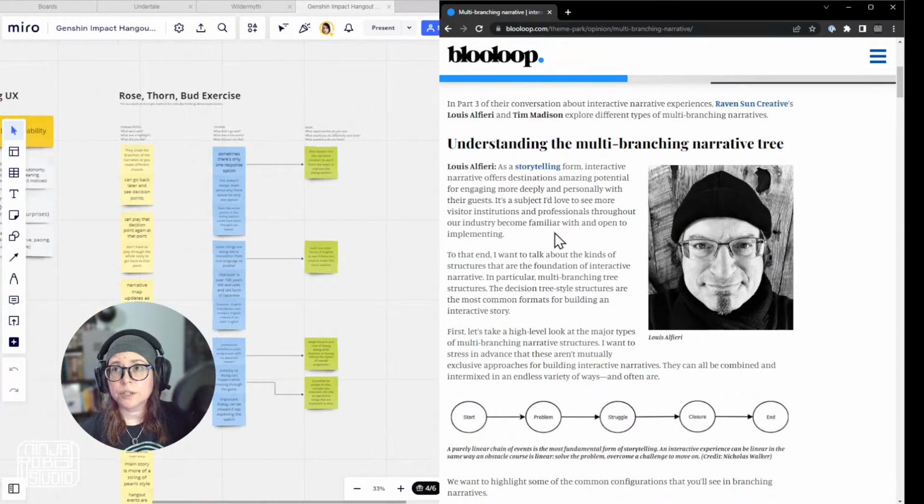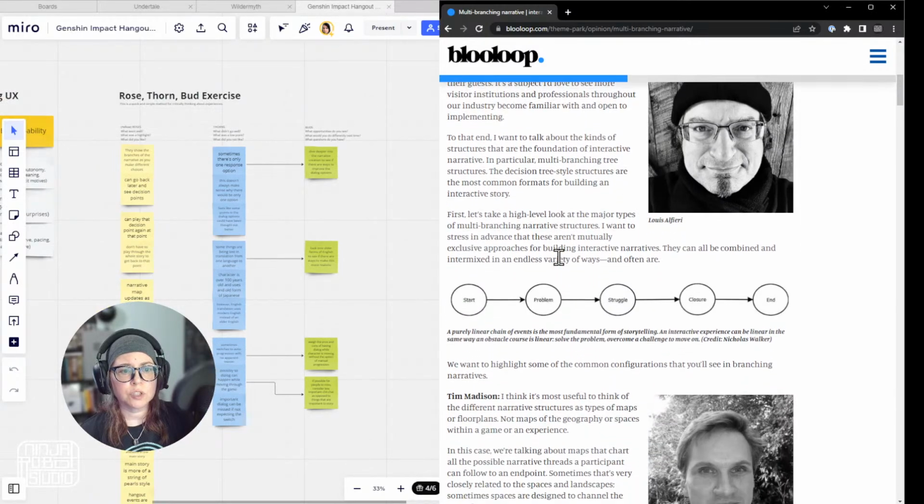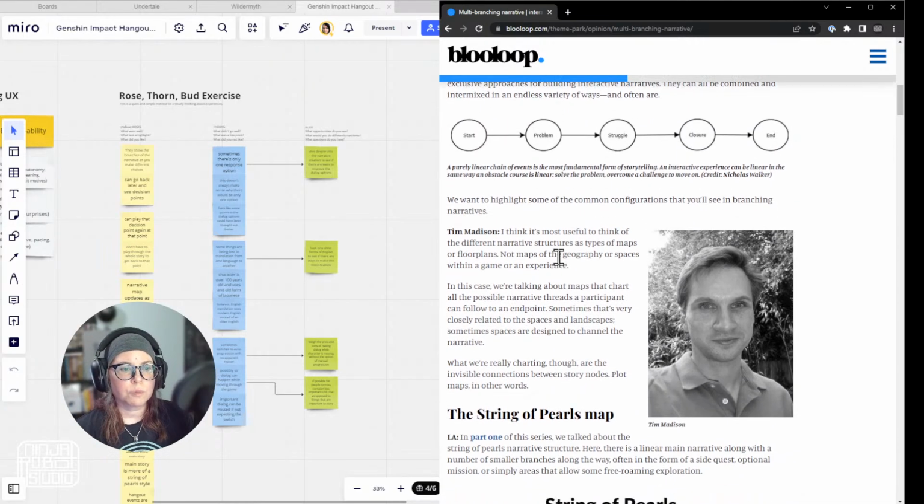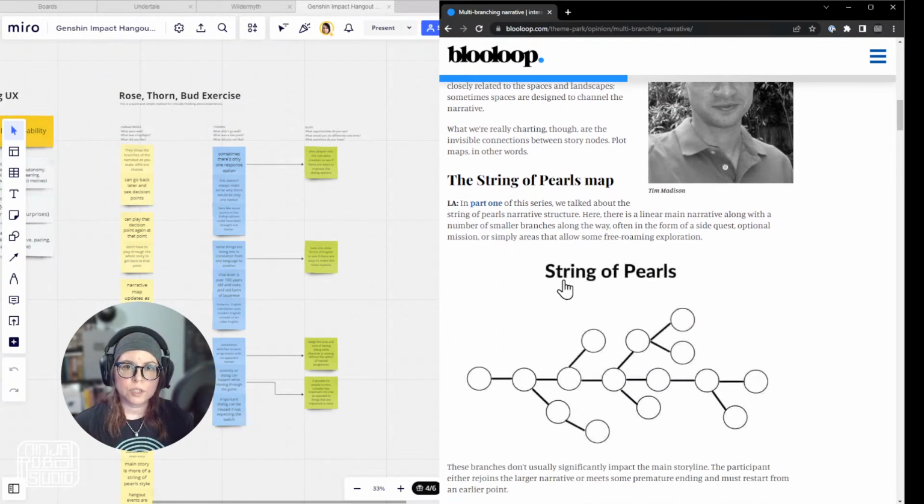Branching narrative is, if you're looking at the right browser over here, usually like with a movie, you have a very set story sequence, and nothing you do can change it. That's a general narrative structure. However, with branching narrative, there are different types that this article talks about. I'll put it in the chat here.